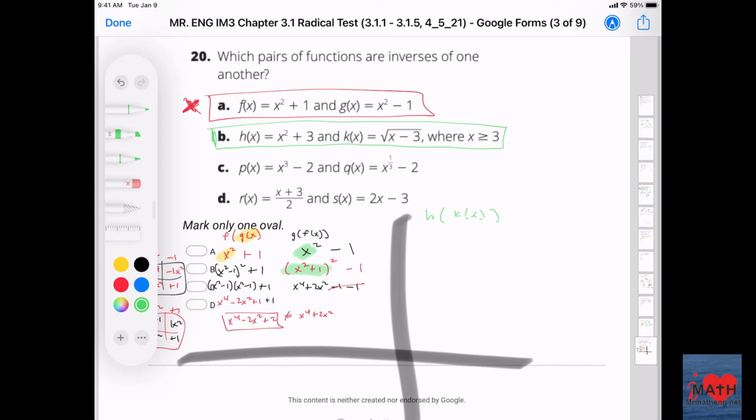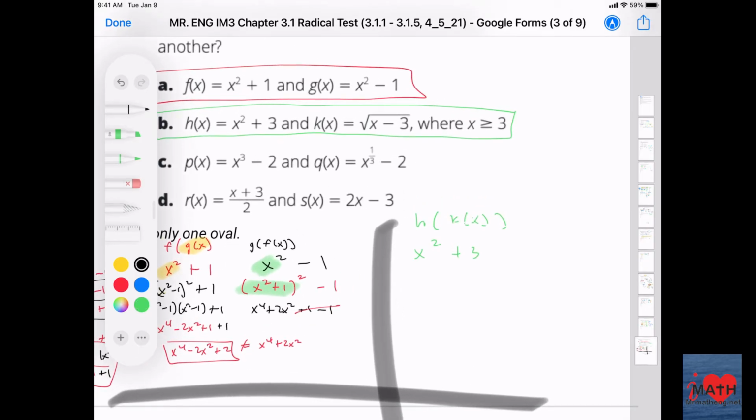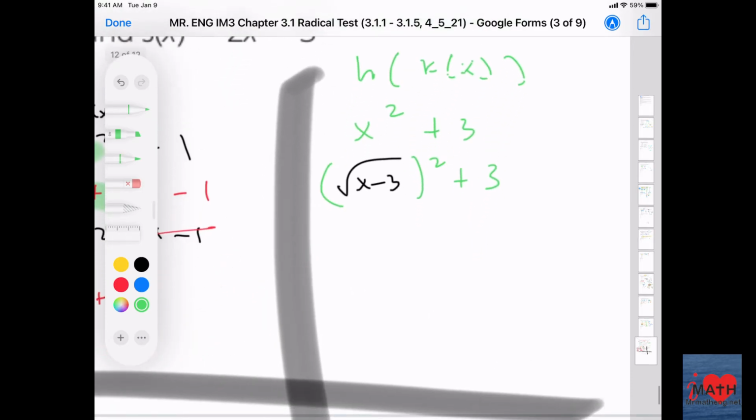Okay, so my h value is x squared plus 3. But for the k of x up here, we're going to do square root of x minus 3. This is good because the 2 up here cancels the radical sign, so x minus 3 plus 3, these would cancel and you'd be left with just x.